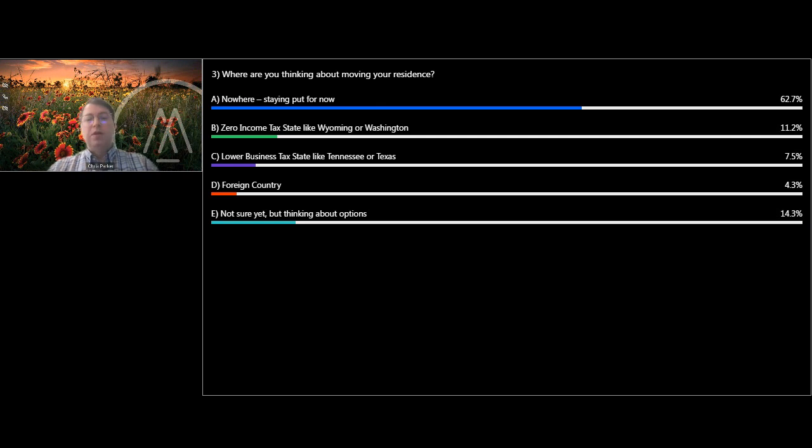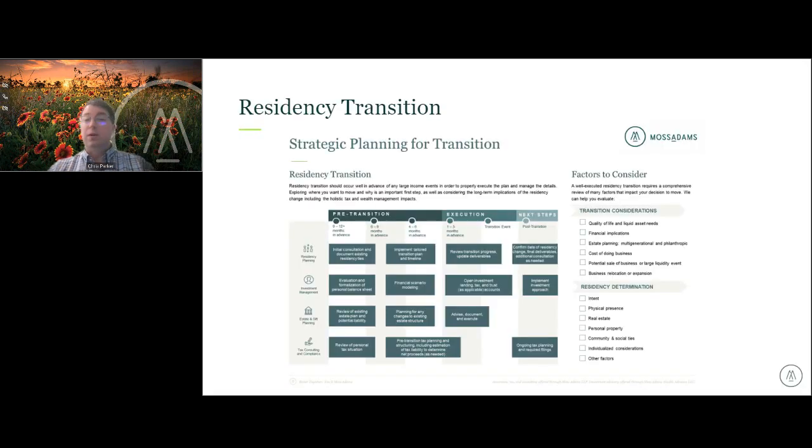So just briefly, because we do get so many residency transition questions, I wanted to talk about what a residency transition would look like if you are going to consider one, and some of the considerations that you may want to keep in mind.